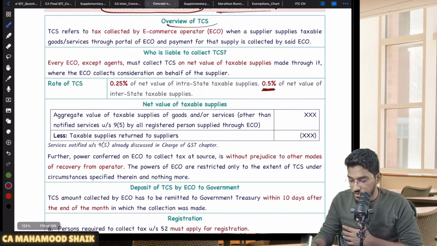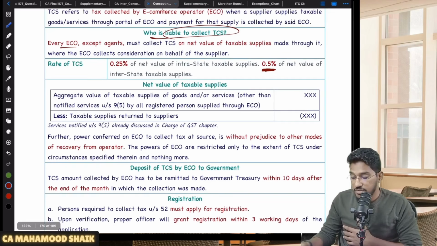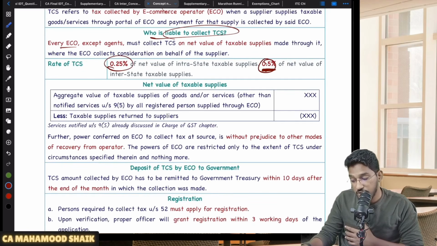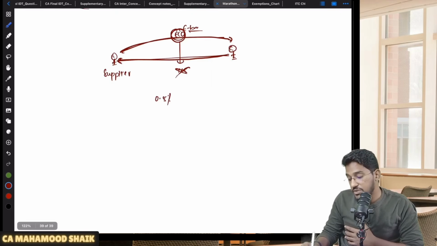So this is the overview of TCS. I have told who is liable to collect TCS: the e-commerce operator. At what rate? 0.5% of net value of taxable supplies. If it is an interstate supply, 0.5%. If it is an intrastate supply, 0.25% CGST and 0.25% SGST. And this 0.5% or 0.25% should be calculated on the net value of taxable supplies.